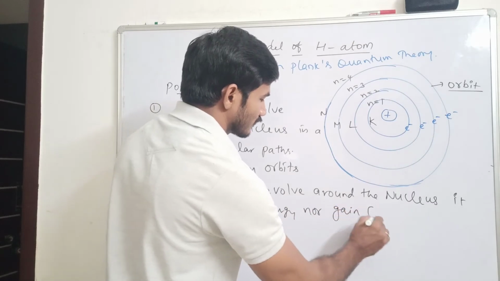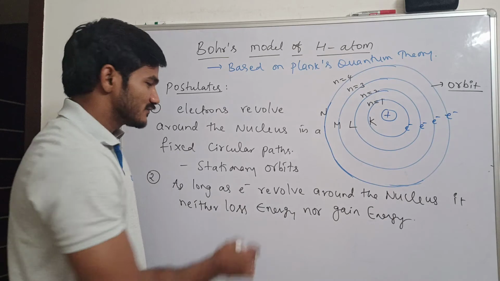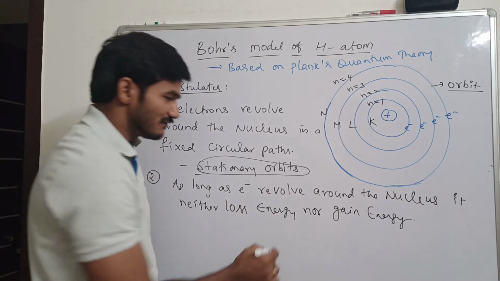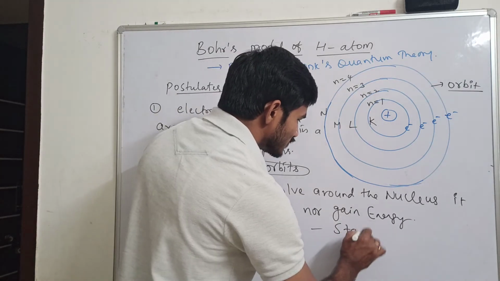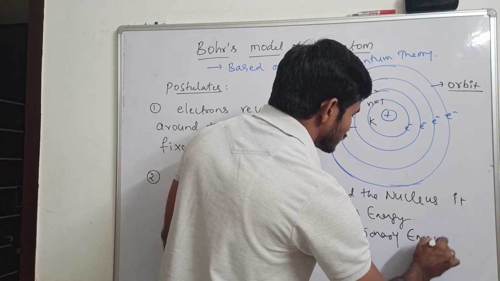They do not lose, they do not gain. That's why these are said to be stationary orbits or stationary energy levels. I can also write that these are said to be stationary energy levels.